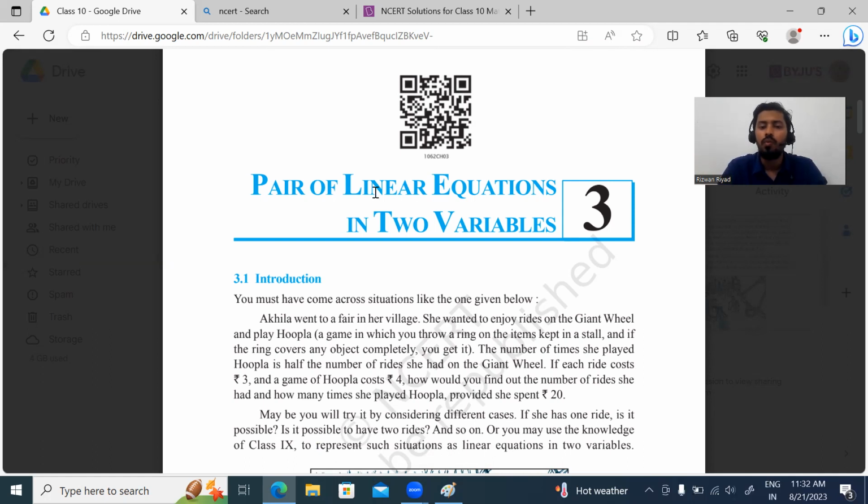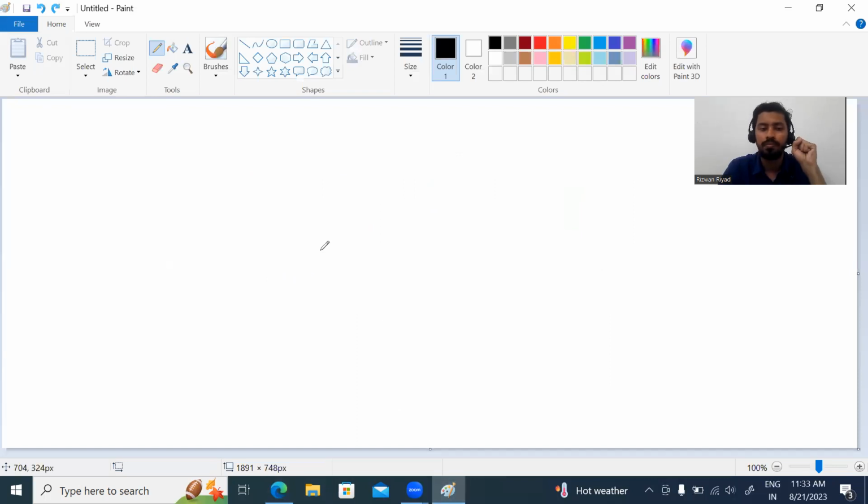Now what is meant by linear equations? A linear equation means an equation in which the highest exponent of the variable is 1. Such equations are known as linear equations. I can show you examples. For example, 3x plus 7 equal to 15.